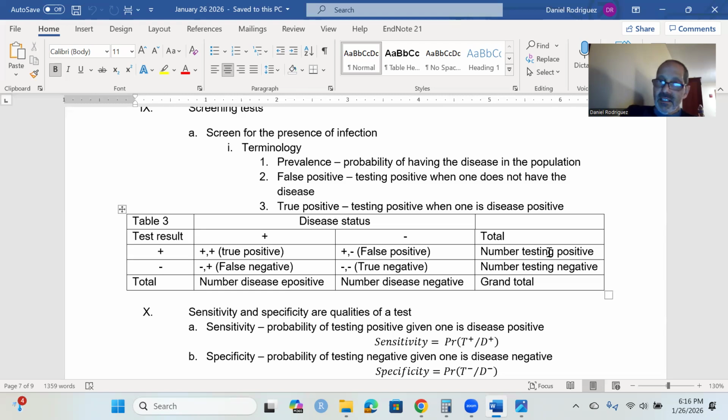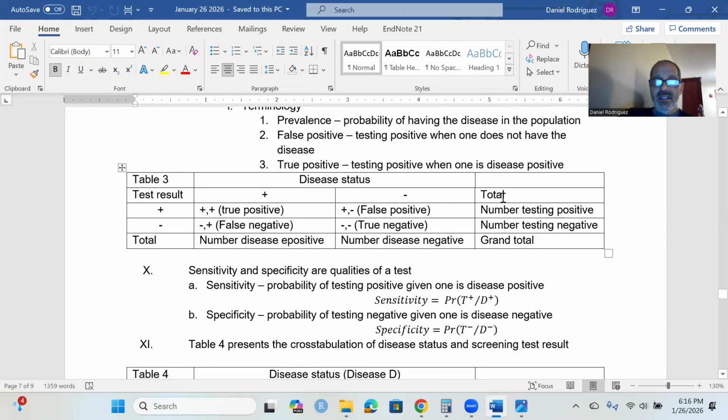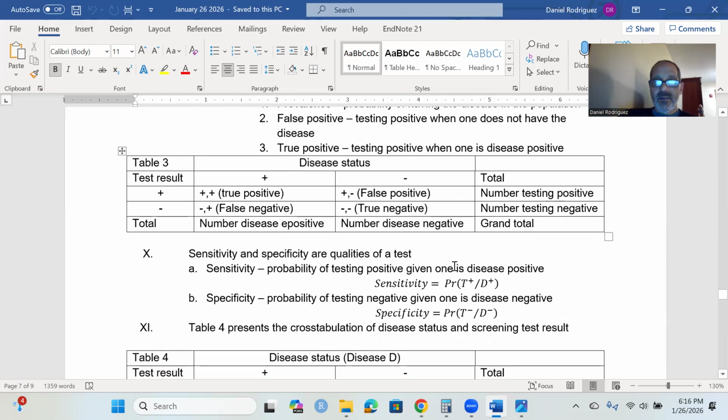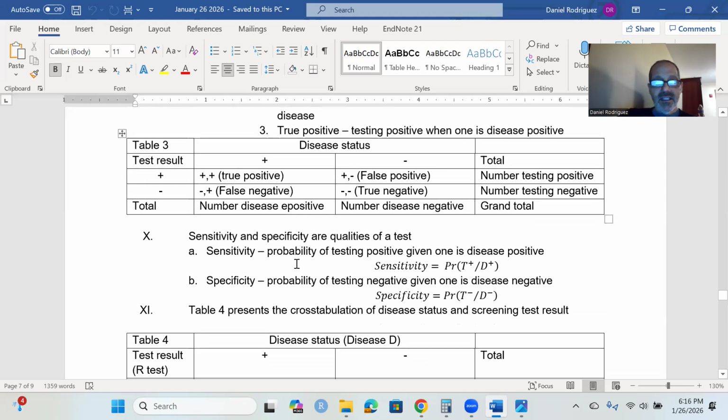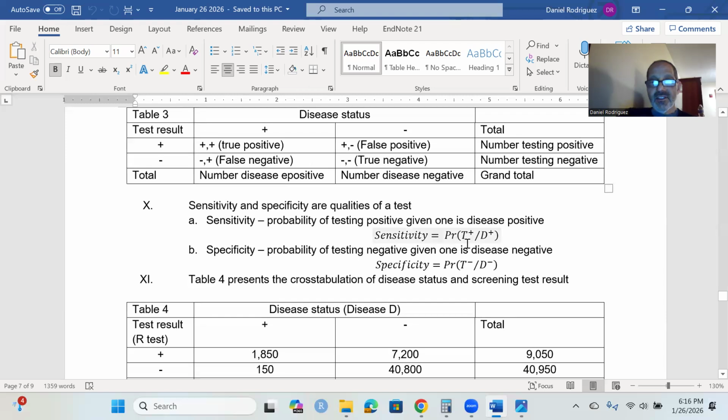False positive is testing positive when one does not have the disease. And a true positive is testing positive when one is disease positive. And a true negative would be testing negative when one is disease negative. Sensitivity refers to the probability of testing positive given one is disease positive. Specificity refers to the probability of testing negative given one is disease negative. And again, these are conditional probabilities, so you can see that through the equation. You should remember them through the equation.